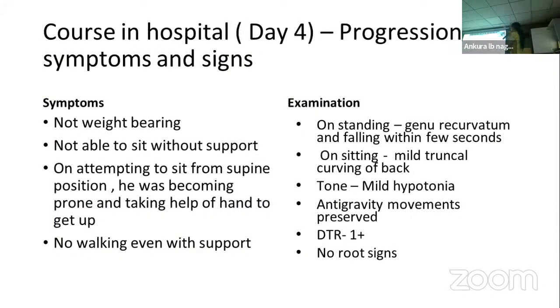Further course in the hospital: on the fourth day of admission, the child was not able to bear weight, not able to sit with support, and when made to sit he was becoming supine and prone, taking help of the hands to get up, and not walking even with support. On examination, on standing he had genu recurvatum and was falling within a few seconds. When made to sit, he had truncal curving and hypotonia, with anti-gravity movements still preserved, deep tendon reflexes 1+, and no root signs.